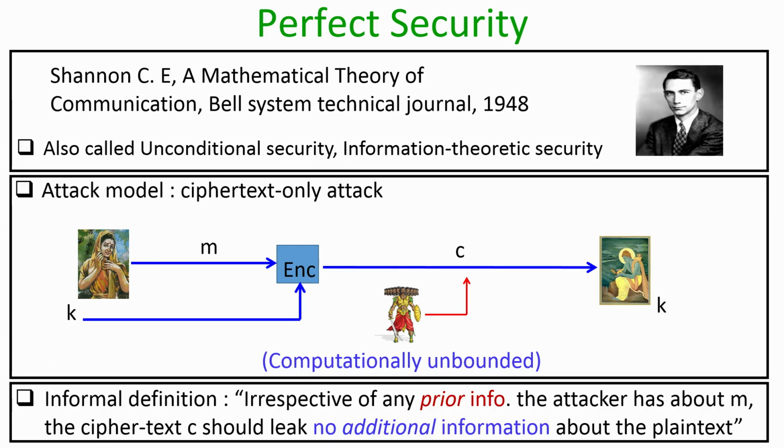So, here we have two entities. We have the prior information and we have the term no additional information. So, we have to now learn a little bit of maths to understand how to formalize these two notions, namely that of prior information and that of no additional information.